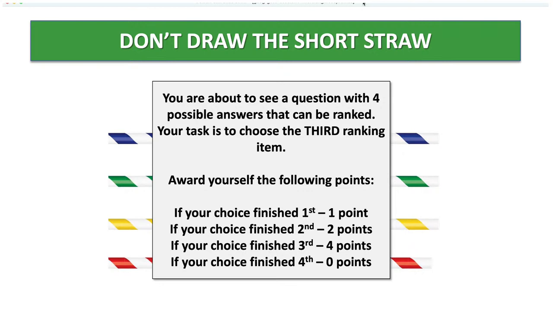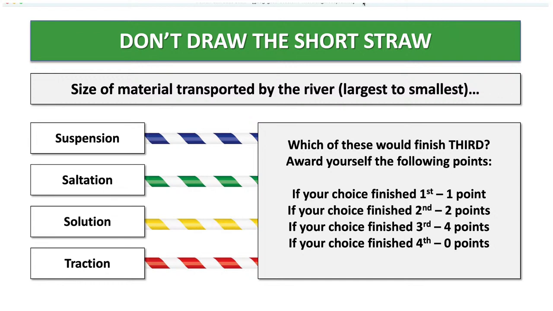So what you need to do, you can see here, is there are going to be four possible answers to do with fluvial processes of transportation. You need to decide which of them is the third ranking item. So this is the third largest, or the third one. There we go. That makes more sense. So what you've got to do is decide which one of these would finish third. Would it be suspension, siltation, solution or traction? So into the chat box, can you now decide which one you think would finish third out of those four? So just put the name of the type of transportation.